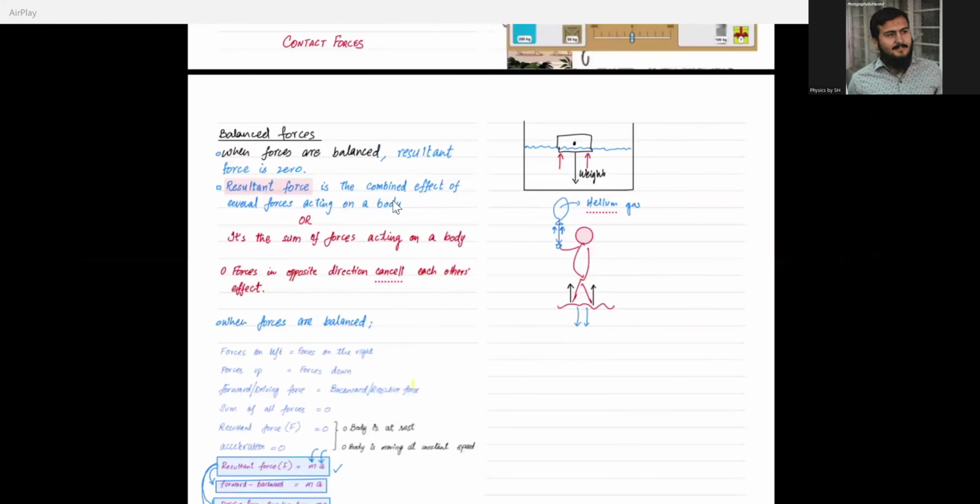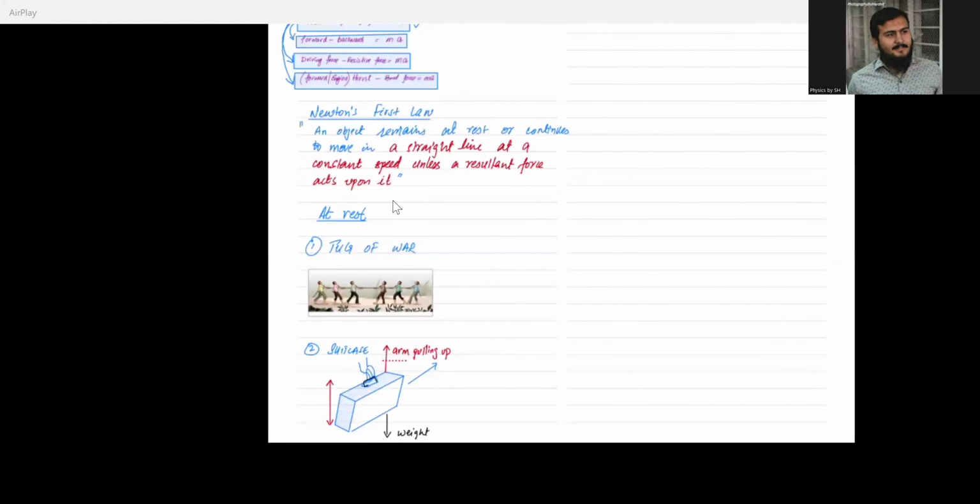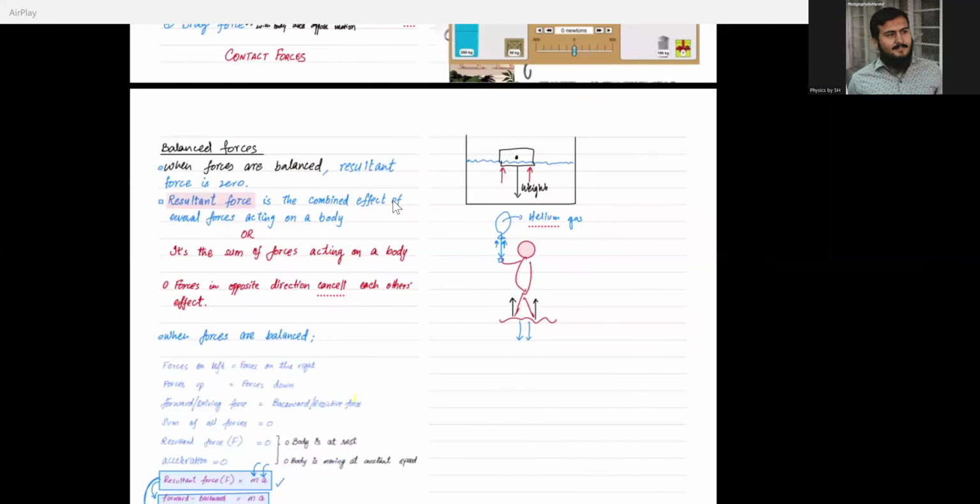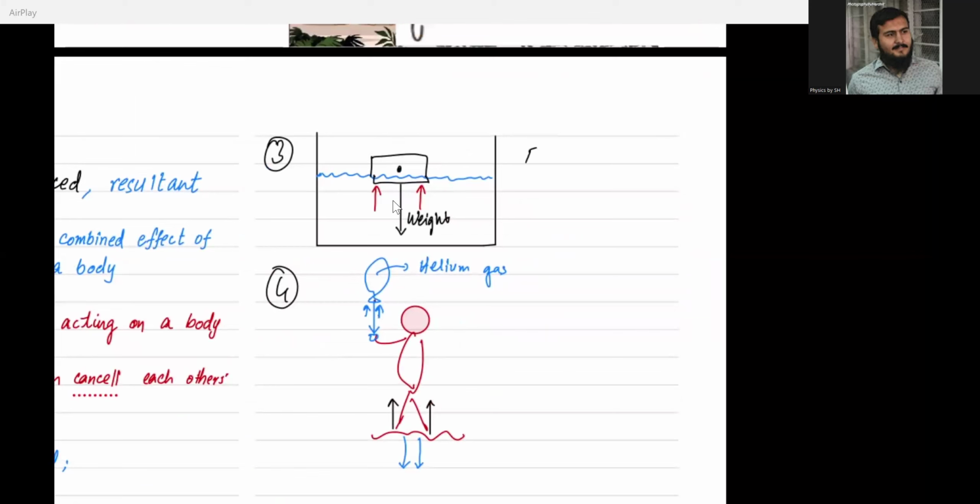इन सारी situations में न्यूटन्स की first law obey हो रही है. इन चारों situations में न्यूटन की first law obey हो रही है. ये वाली situation क्या थी? There was this floating wood. This was a floating wood. उसके बाद there was this balloon held stationary.